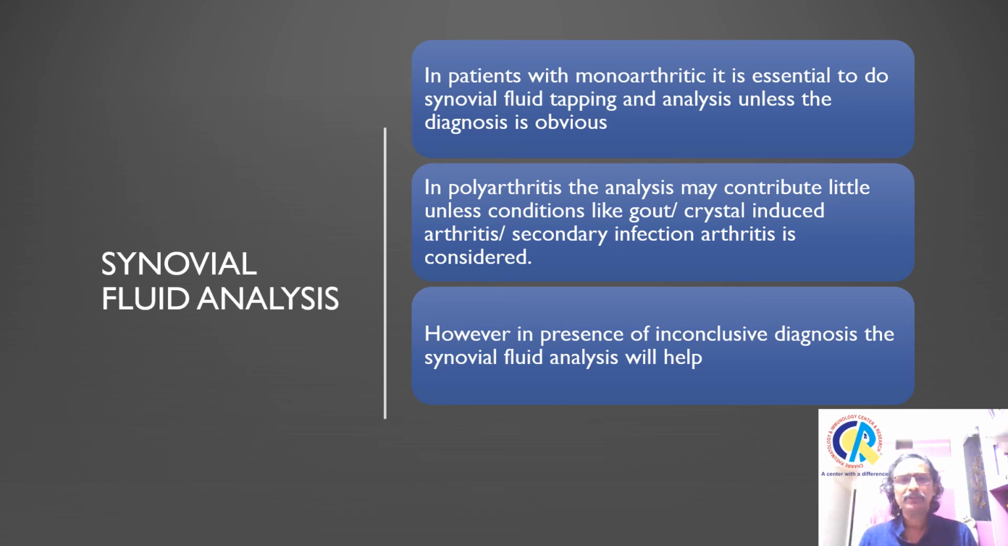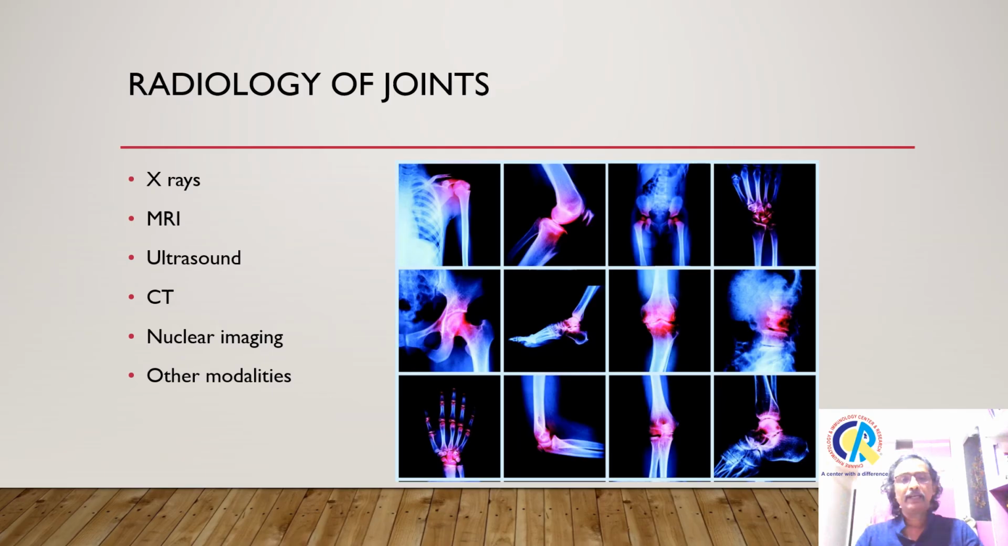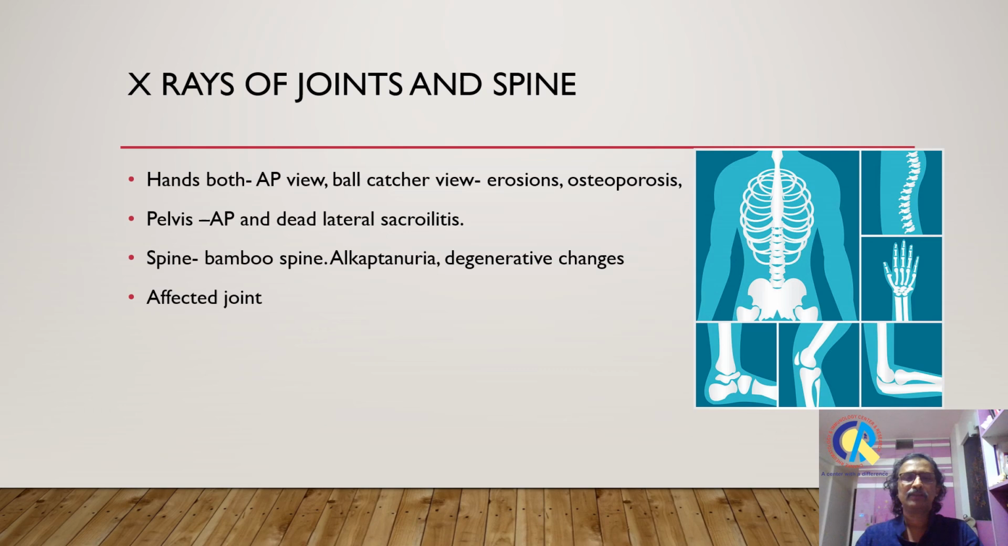In polyarthritis, usually it won't contribute much other than in polyarticular gout or crystal-induced arthritis, and sometimes unusual oligoarticular presentations could be there in infections. However, in the presence of an inconclusive diagnosis, one can look into synovial fluid analysis as well as go for synovial biopsy. Radiology of joints like X-rays, MRI, ultrasound, CT scan, nuclear imaging and other modalities are also helpful, and they have to be used wisely in getting the appropriate information to conclude the diagnosis.